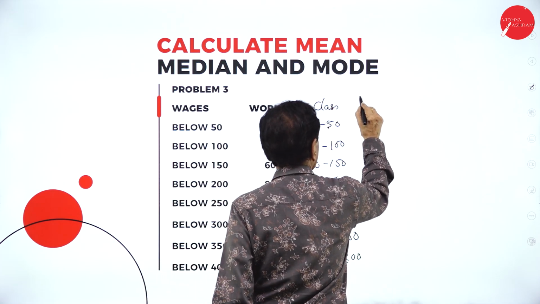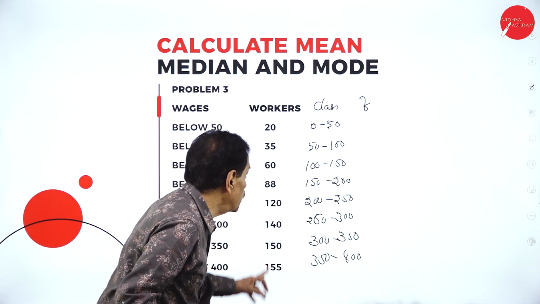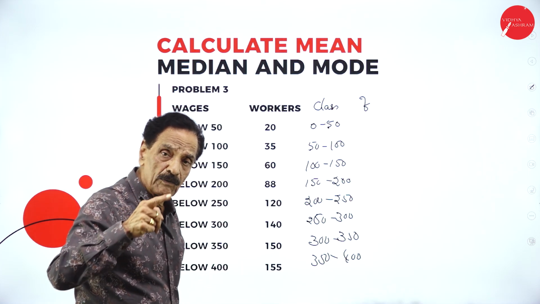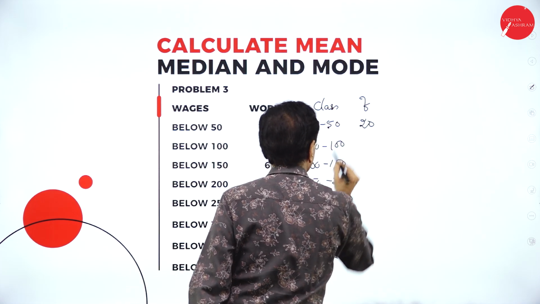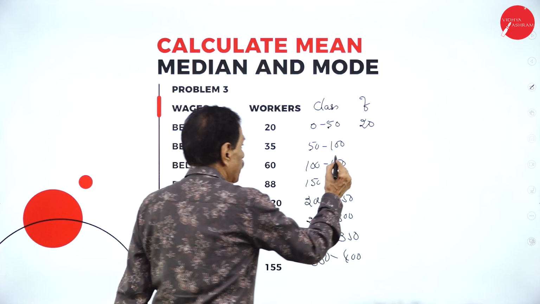Frequency. Yeah, see that all are increasing. So it's a cumulative frequency. This should be converted into a frequency. What's the first one? 20. Difference is 35, means how much difference? 15.